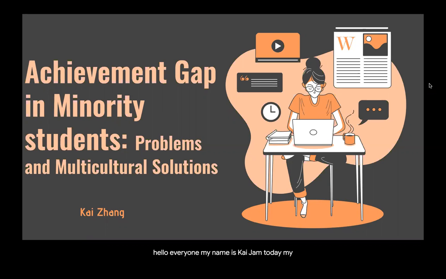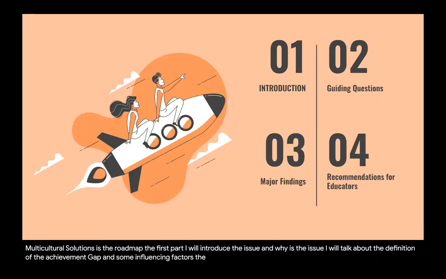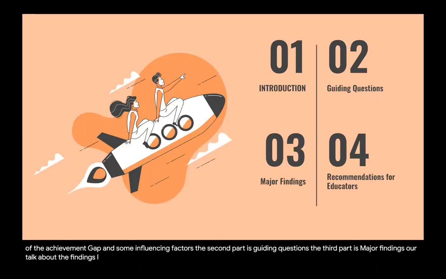Today, my presentation is about the achievement gap in minority students: problems and multicultural solutions. Here is the roadmap. In the first part, I will introduce the issue and why it matters. I will talk about the definition of the achievement gap and some influencing factors. The second part is guiding questions. The third part is major findings, where I will talk about the findings I got from my research. And the last part is the recommendations for educators.